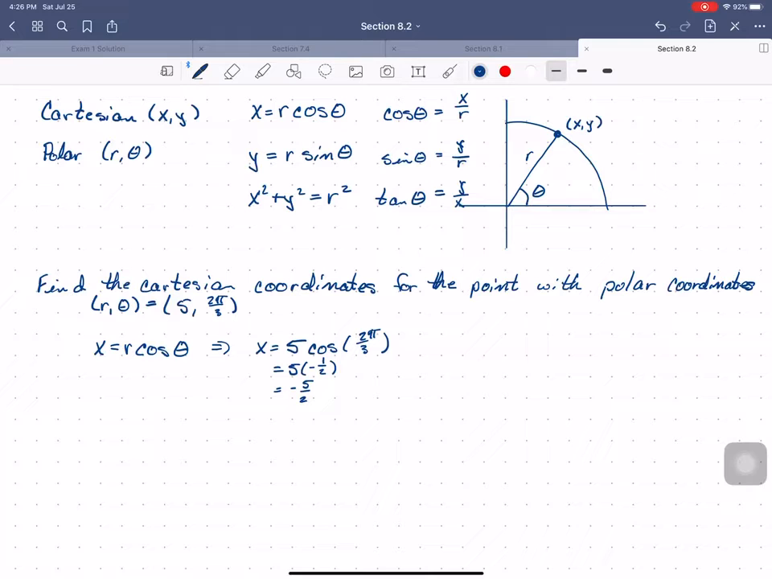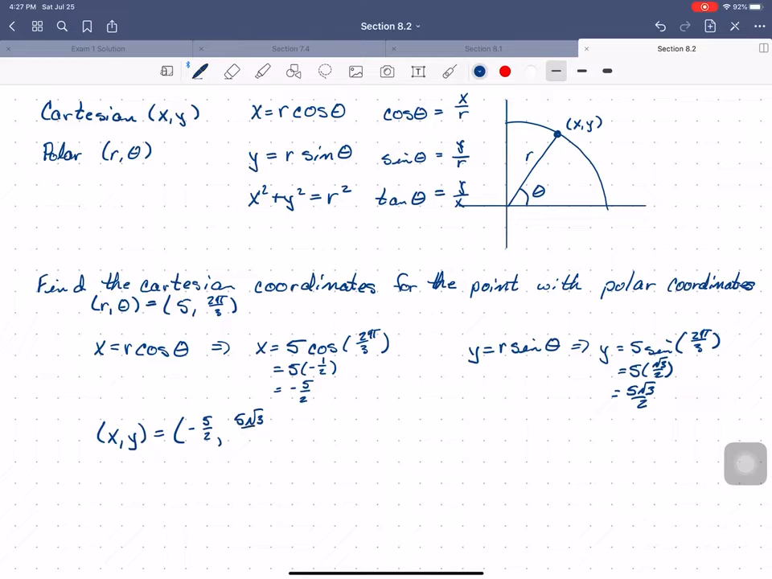Now we also know that y equals r sine theta. So that means y equals 5 times the sine of 2 pi over 3, which is 5 times root 3 over 2, which is just simply 5 root 3 over 2. So that means that my xy coordinates are negative 5/2, 5 root 3 over 2.